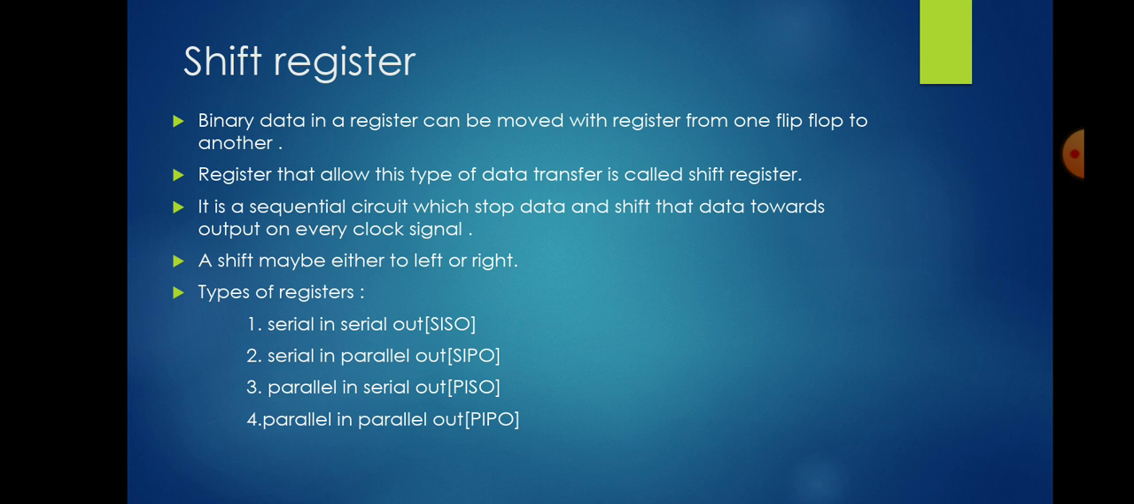There are mainly 4 types. The first one is serial in serial out, or rather SISO. The second type is serial in parallel out, SIPO. The third one is parallel in serial out, PISO. And the fourth one is parallel in parallel out, PIPO.